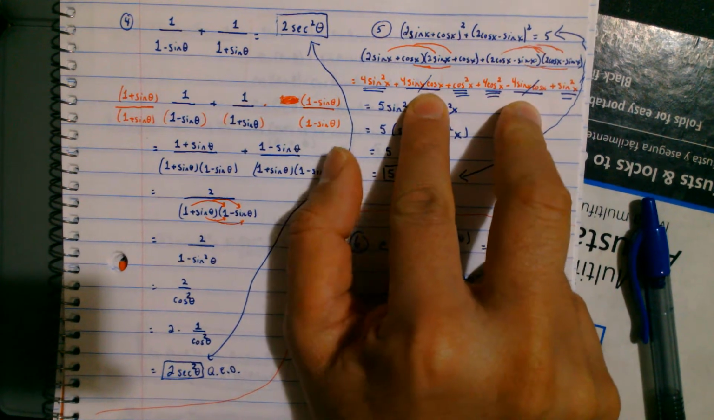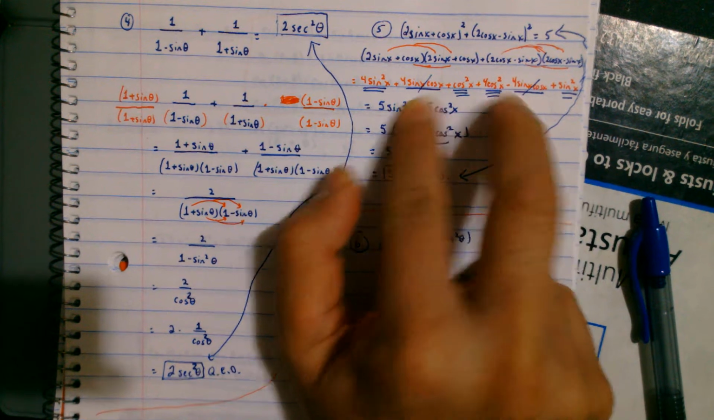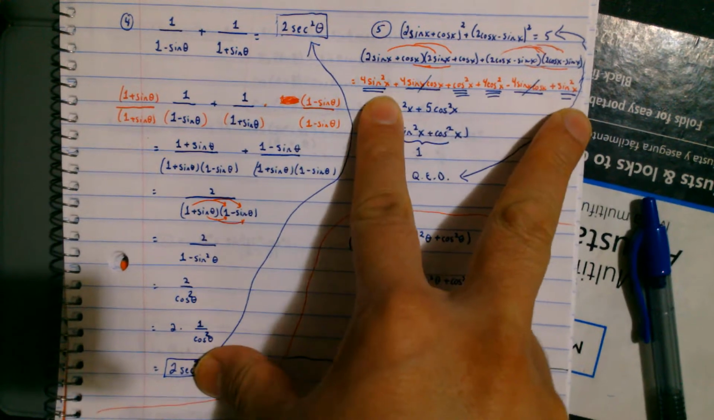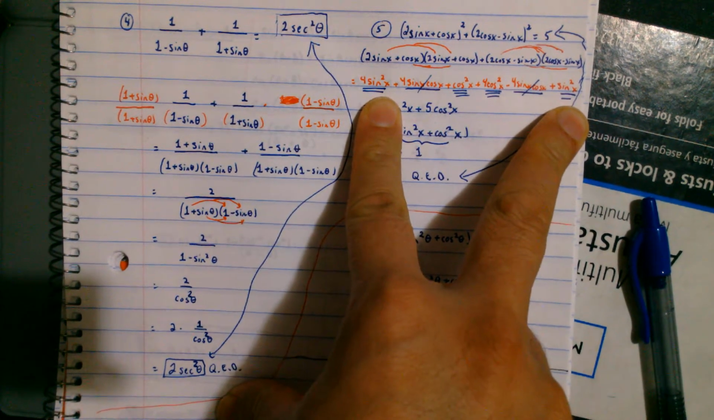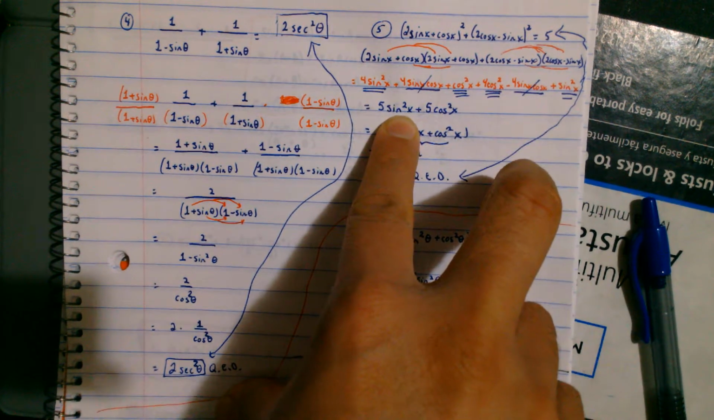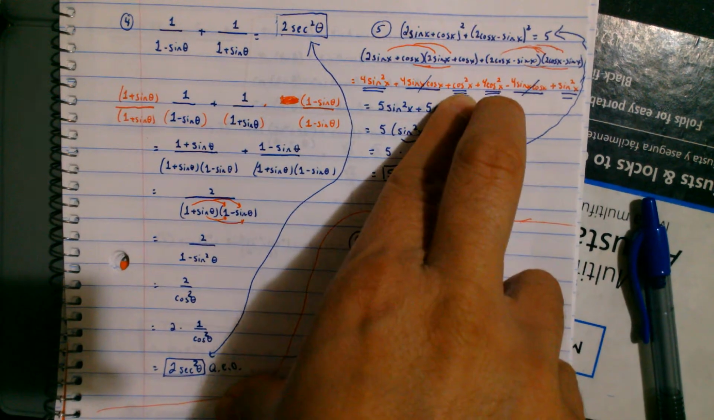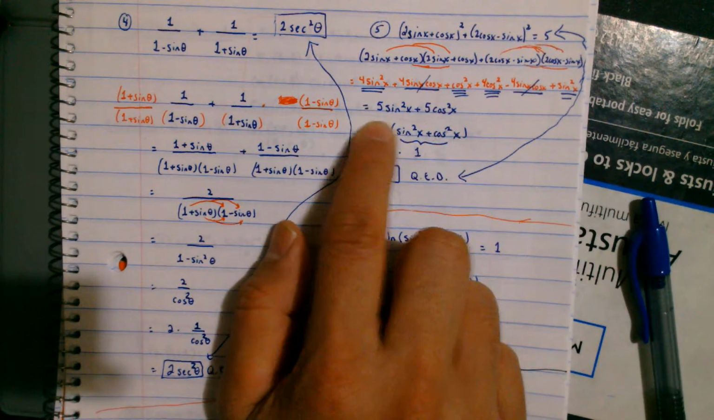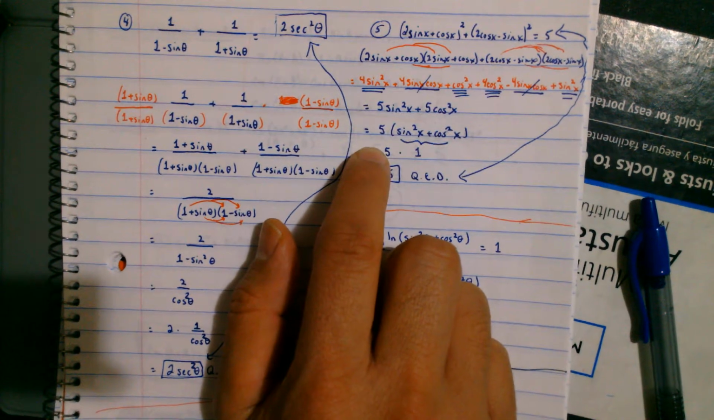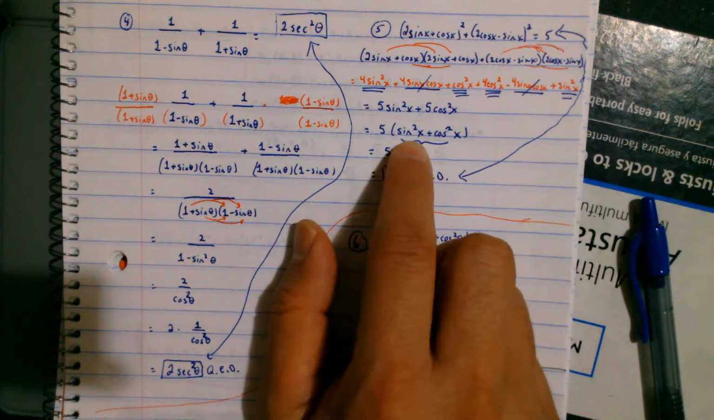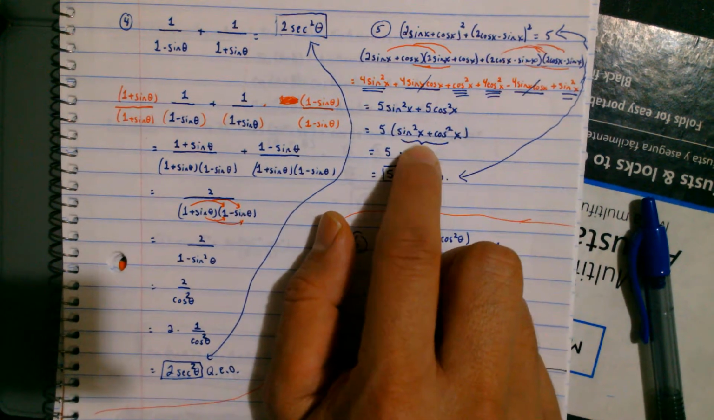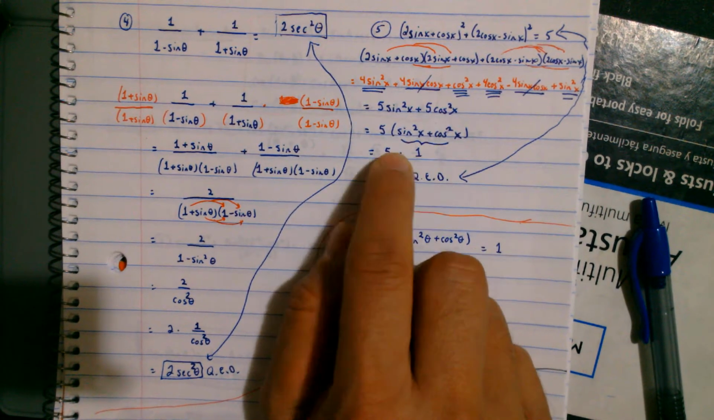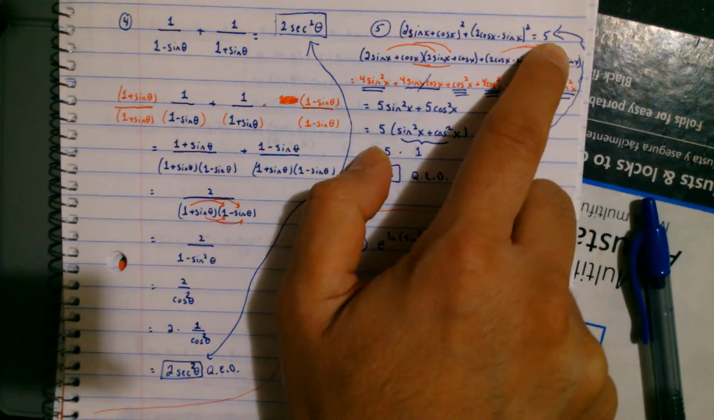The 4 sine x cosine x's cancel. These two combine like terms. That becomes 5 sine squared x. These two also combine to become 5 cosine squared x. Since they have a 5 in common, I'm going to factor the 5 out. Since I have left sine squared plus cosine squared, that's good because that's 1. That's a Pythagorean identity. So 5 times 1 is 5.